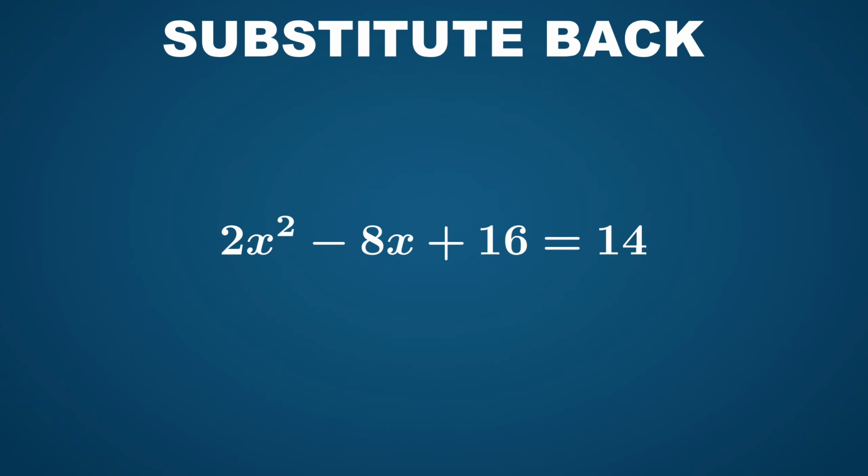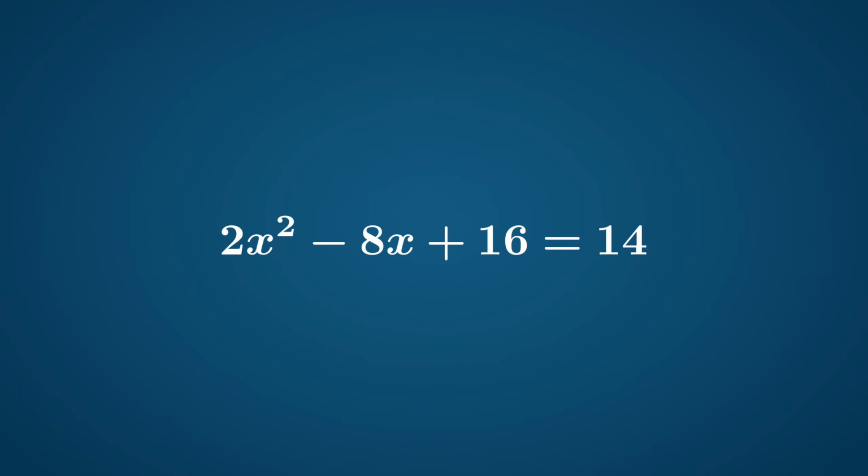The remaining terms on the left side are the minus 8x and the positive 16. Neither of these has another like term on the left side. So, we rewrite the left side using our combined term. The left side is now 2x squared minus 8x plus 16. The entire equation is 2x squared minus 8x plus 16 equals 14.